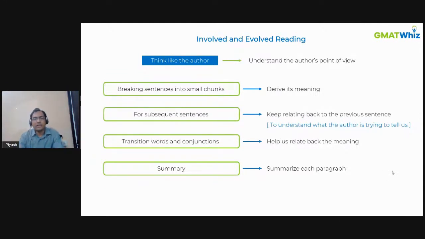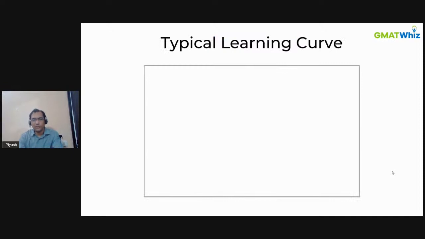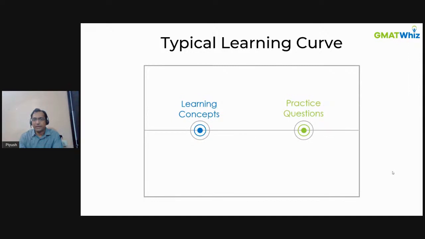Okay, so let me quickly tell you what should be your typical learning curve. As I was telling even earlier, you should learn concepts. And most of the people, after learning concept, just move to practicing questions. But what we at GMAT Wiz really believe in is that you should do the second step in between, which is to learn application.